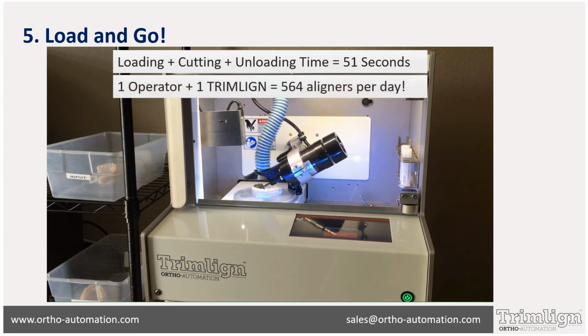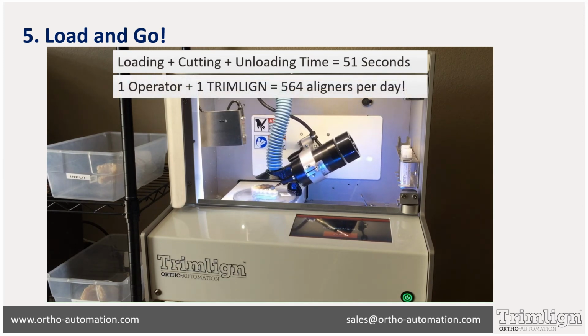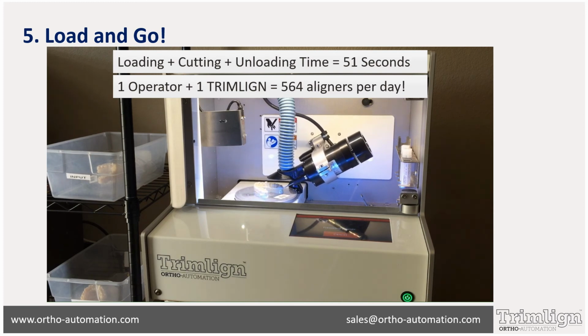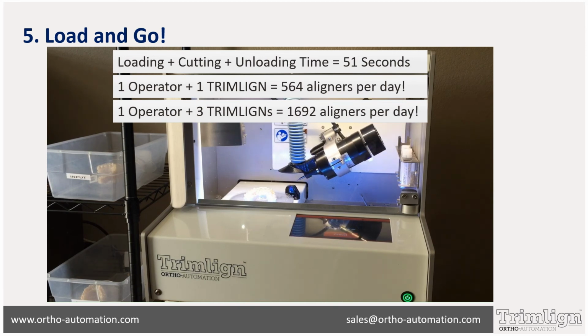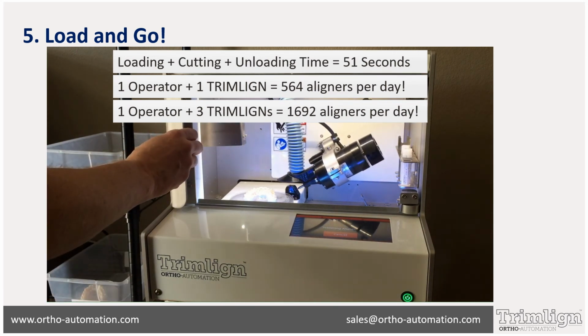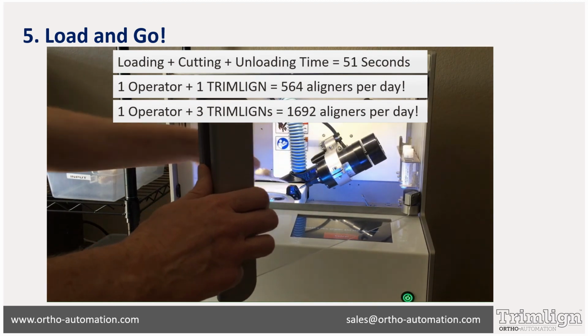This allows a single operator with one Trimlign machine to trim up to 564 aligners in an 8-hour shift. By staging the starting times, it is possible for one person to operate 3 Trimlign machines at once. 3 Trimlign machines provide a capacity of almost 1,700 aligners per day.